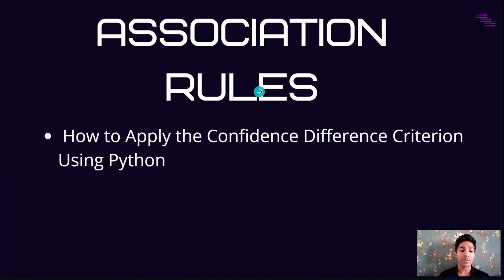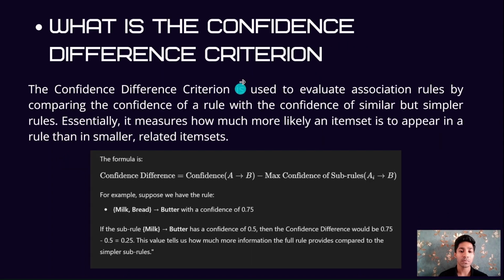The next topic we have is how to apply the confidence difference criterion using Python. So let's start with the definition of the confidence difference criterion. The confidence difference criterion is used to evaluate an association rule by comparing the confidence of a rule with the confidence of similar but simpler rules. Essentially, it measures how much more likely an item set is to appear in the rule than in smaller related item sets. So the formula for the difference is confidence minus max confidence of subrules.